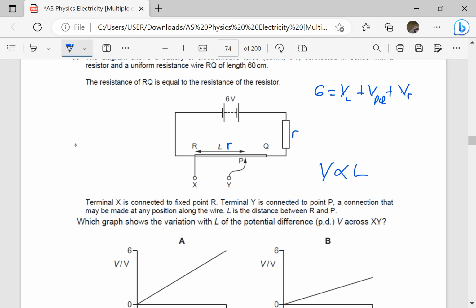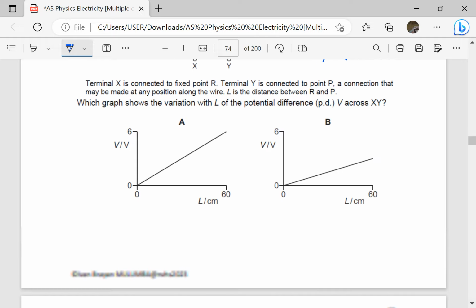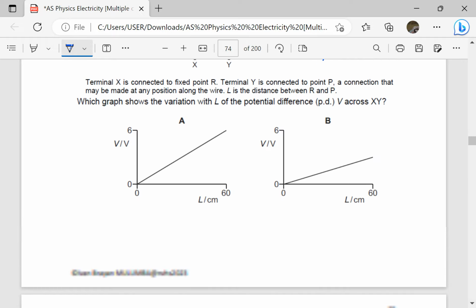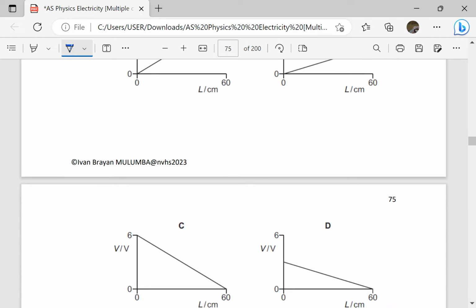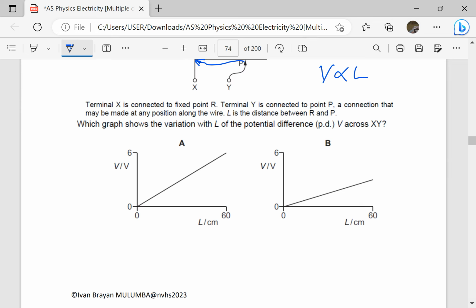Okay. When we bring Y to that point, P to that point, that means the PD across XY is going to be 0 because there will be no length. So the graph should start from 0. So we eliminate those ones which are not starting from 0. When L is 0, V should be 0. So this is wrong, that is wrong. So we remain with these two.